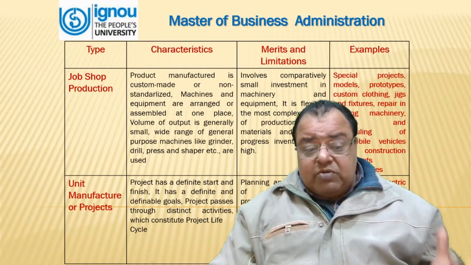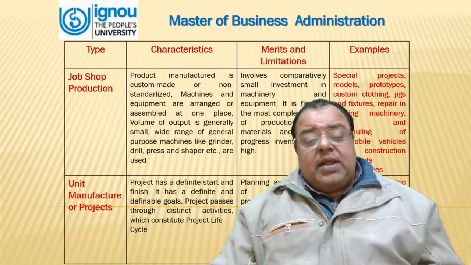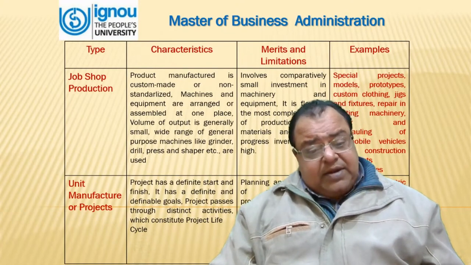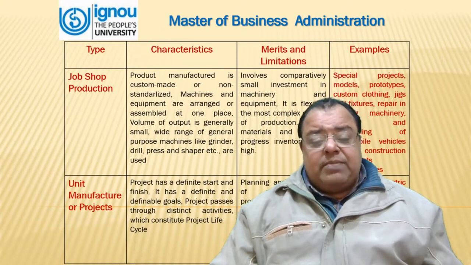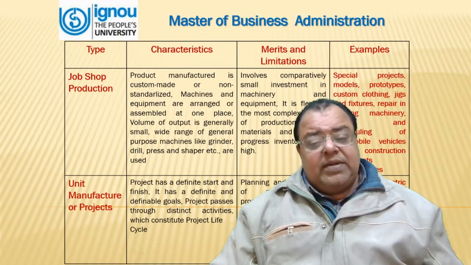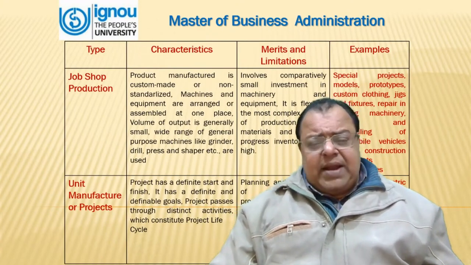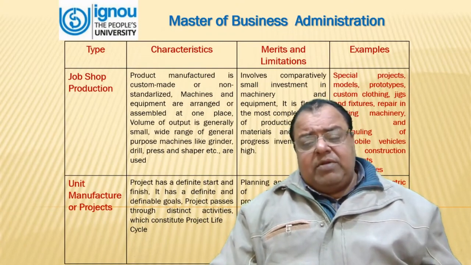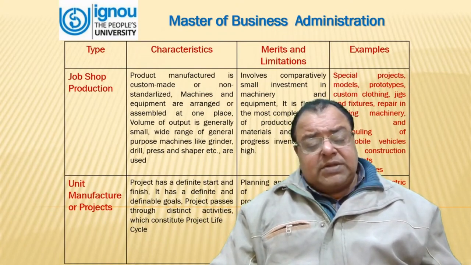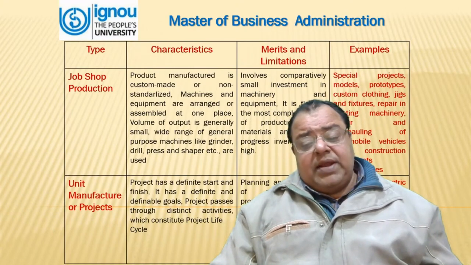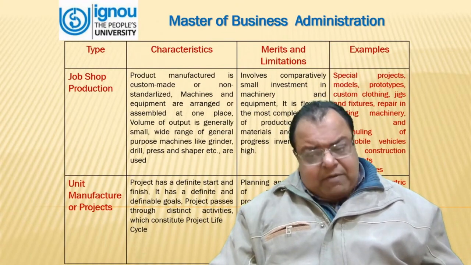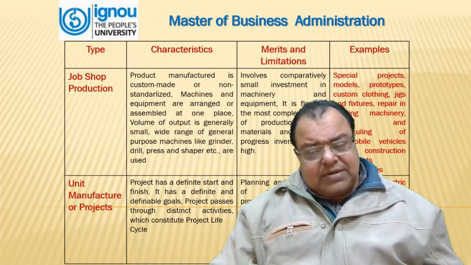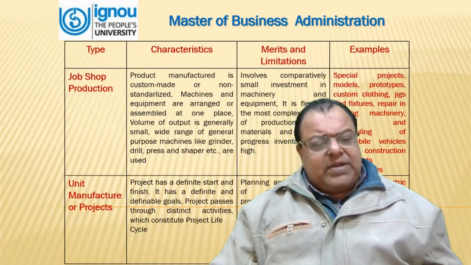And if we talk about the unit manufacture or projects, a project has a definite start and finish. It has a definite and definable goal. A project passes through distinct activities which constitute the project life cycle. As far as merits and limitations are concerned, planning and scheduling of activities and procurement functions are critical. Inventory is mainly concentrated in the product itself. Examples are shipbuilding, electric power plant, blast furnace, dam construction, boiler manufacturing, etc.